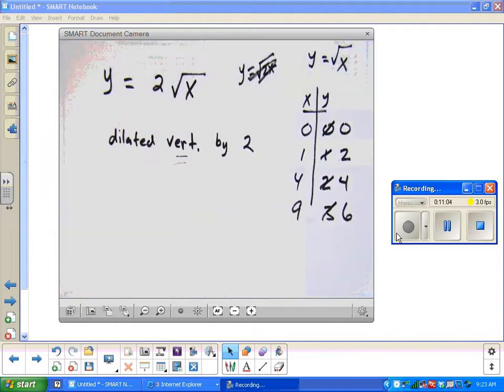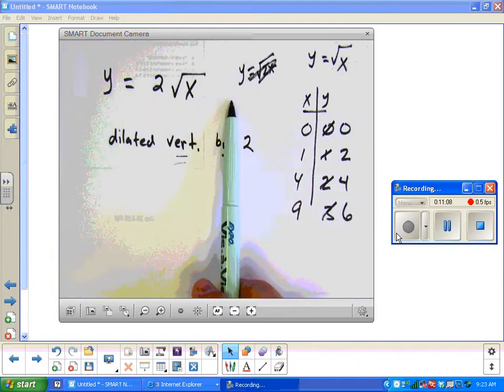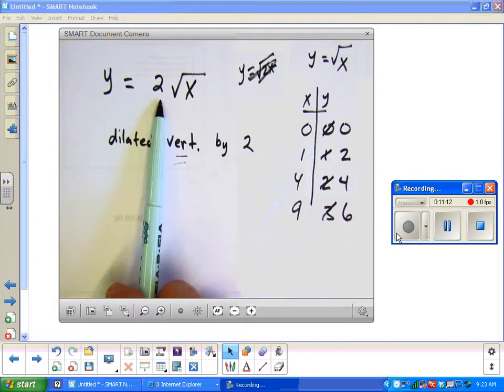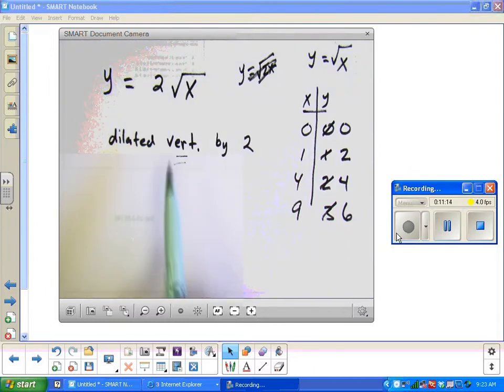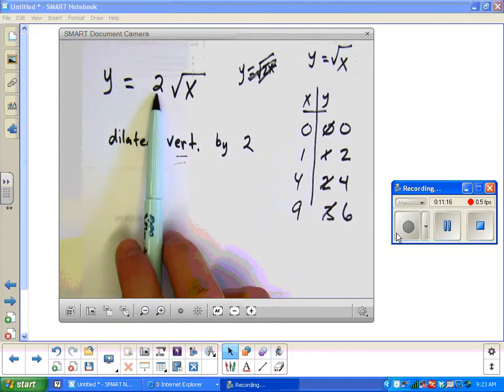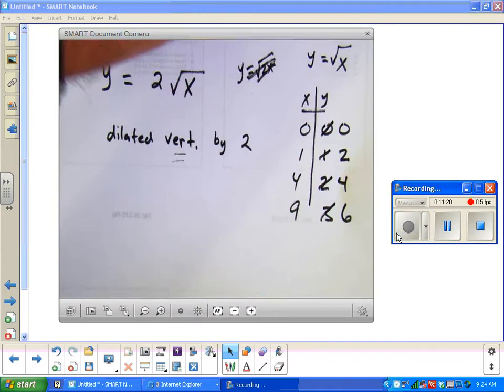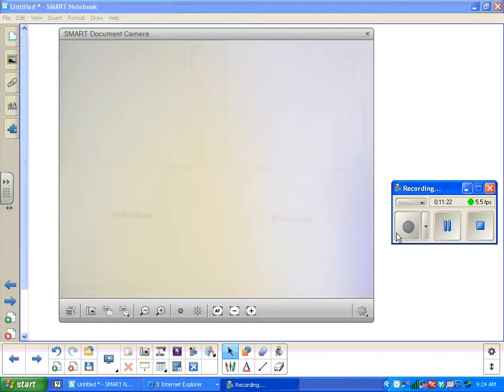Now we've talked about moving it up and down by adding or subtracting something to the outside. Dilating, which makes it bigger or smaller, is multiplying on the outside of the function. The other thing is going to be reflection. Let's see if you can remember here. What's going to take maybe a graph and reflect it?